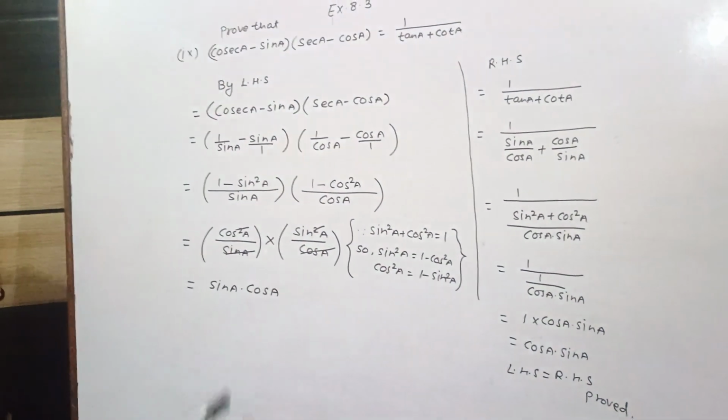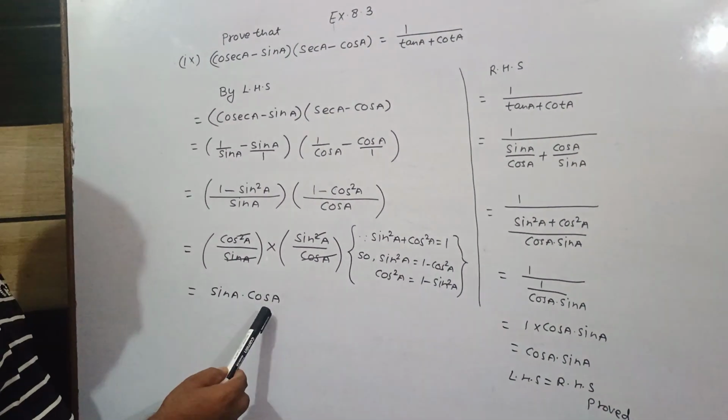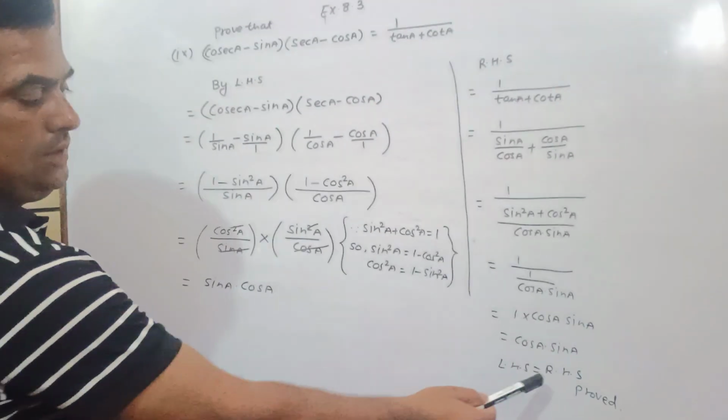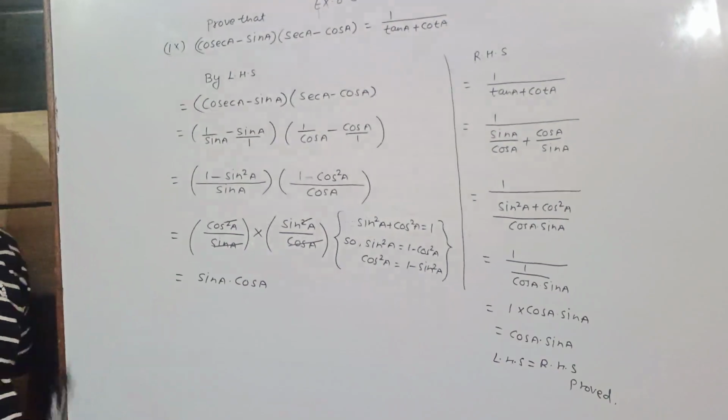You can see here your left hand side is sin a into cos a, and your right hand side is also sin a into cos a. So left hand side equals to right hand side.